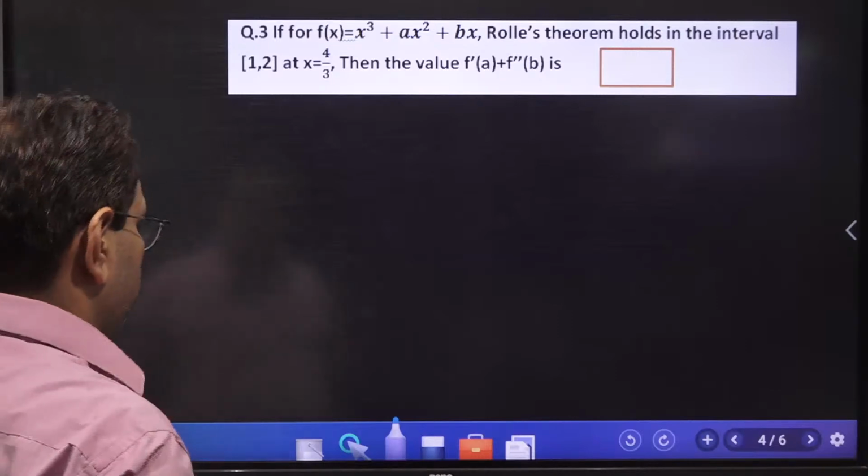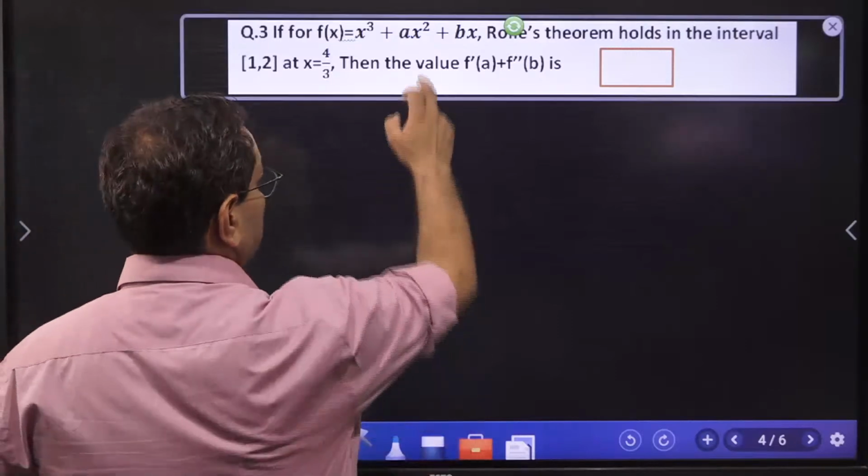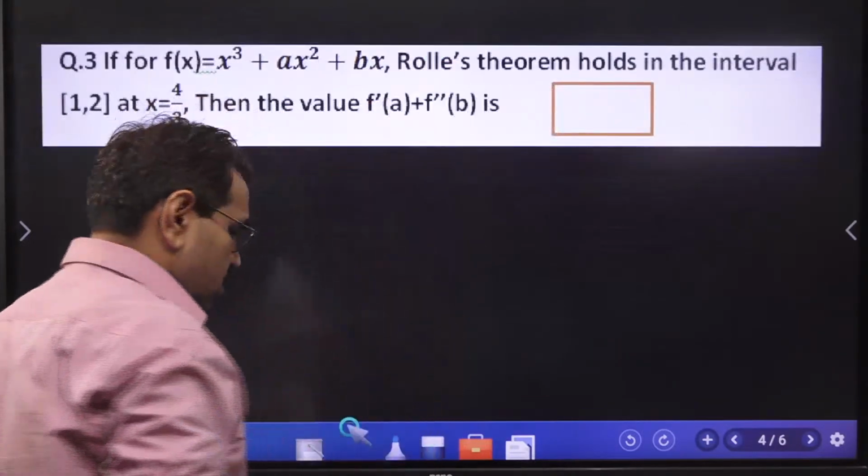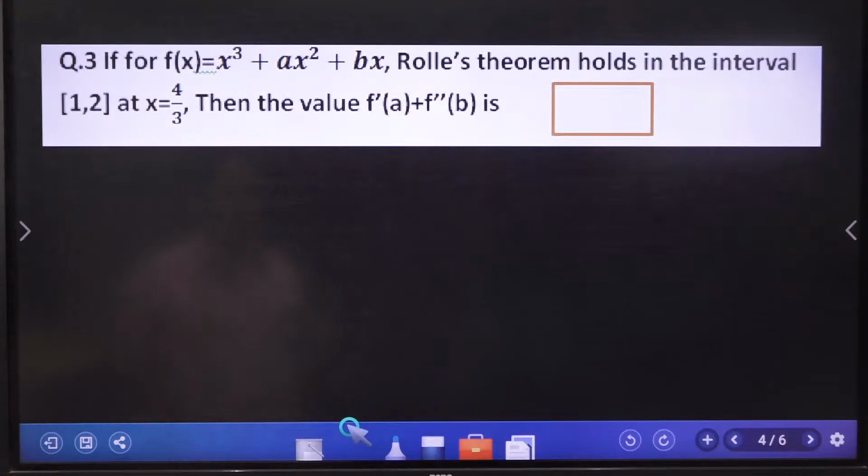This question is based on Rolle's theorem. Okay, so in our syllabus there are two very important theorems, Rolle's theorem and Lagrange's mean value theorem. All the aspirants must remember the concepts of these two theorems. If you remember the concept right now, then you can solve this question. Tell me the answer. What is the answer?